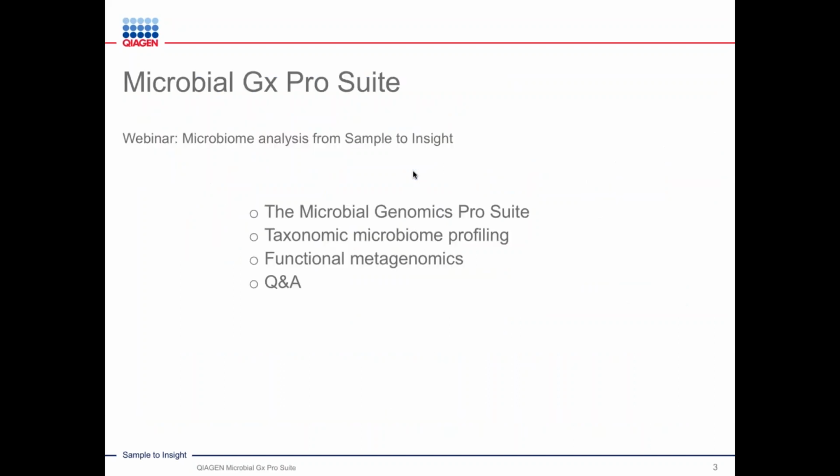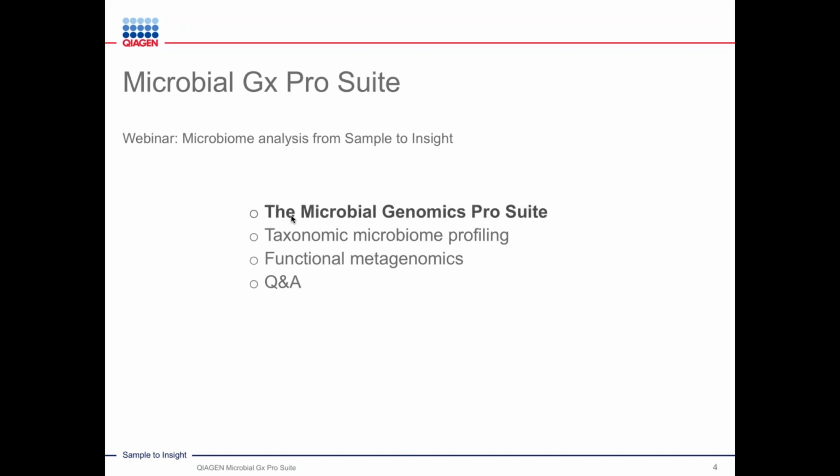On this slide, I'll quickly walk you through the agenda for today's presentation. First, I'll introduce you to the Microbial Genomics Pro Suite bundle. This is a product bundle that we use to carry out today's demonstration. Next, I'll walk you through the process for taxonomic microbiome profiling using, in this case, 16S data. And then I will hand over to my colleague, Andreas Stant, who will walk you through functional profiling of metagenomic data. We'll conclude with questions and answers if there's time at the end of the presentation.